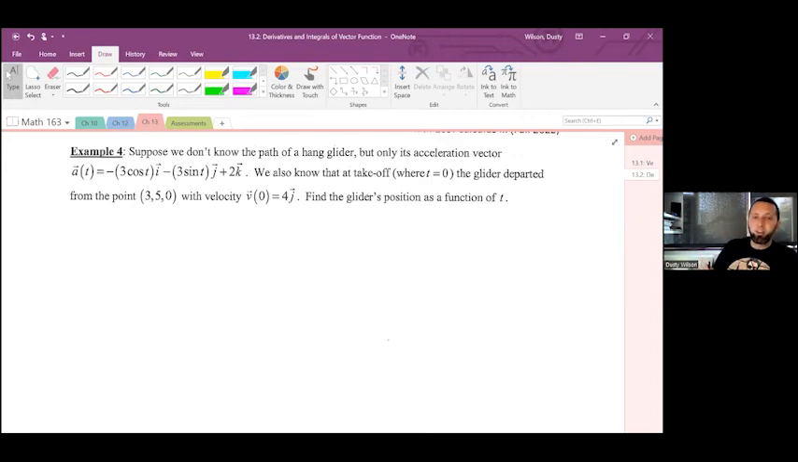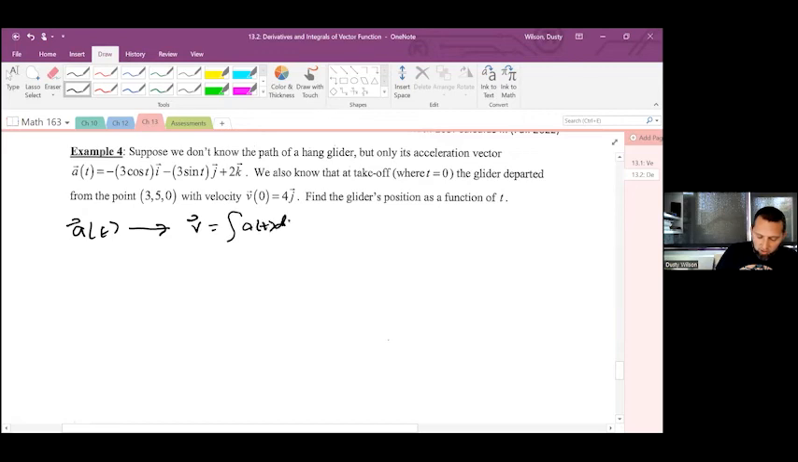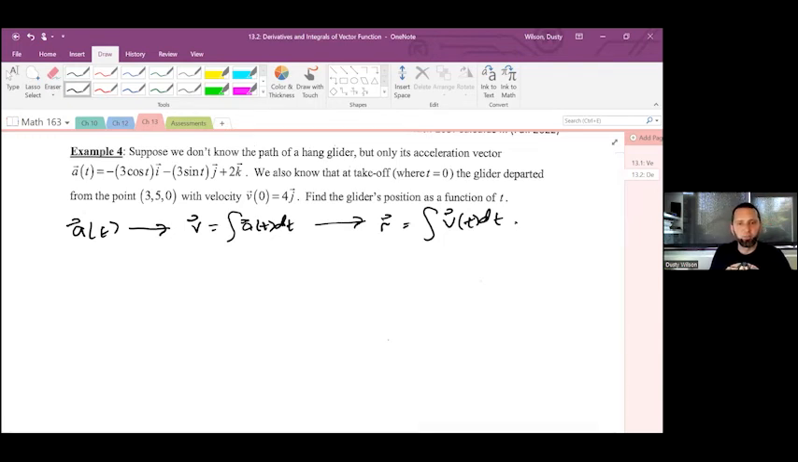So we might expect, and rightly so, that if we're given the a vector, then the velocity vector will be the integral of the a vector, and the position vector will be the integral of the velocity vector. The challenge here is going to be, of course, doing the integrations, but mostly in finding our constants of integration.